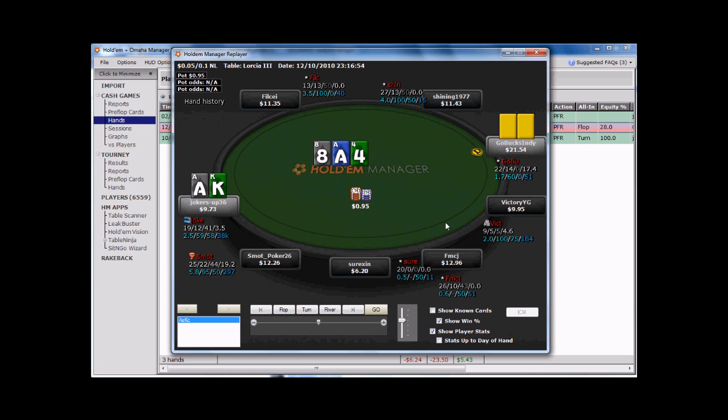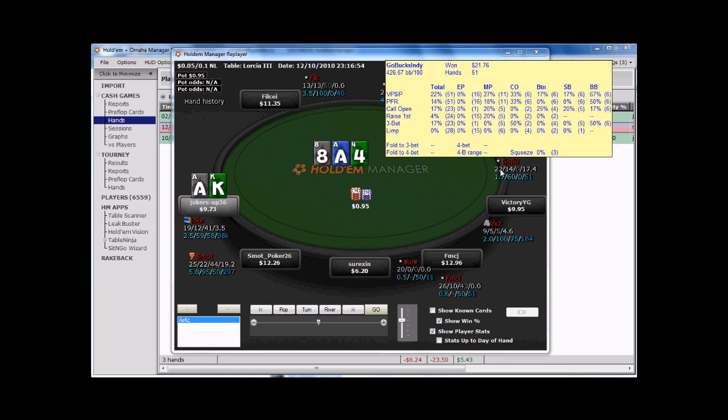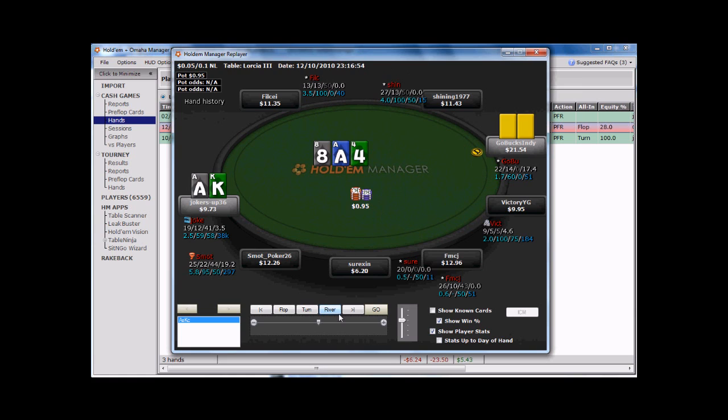This player has pretty solid stats. Kind of a little loose on his VPIP and calling open. 17% is pretty big for calling open. I like a bet here because it gets a lot of value from the weaker aces that he has in his range. He's going to have ace-10, ace-jack, even ace-9 a lot here. So a bet here, pretty big bet, like around 70, 80 cents. We'll get a lot of value from them. So we do bet 70.